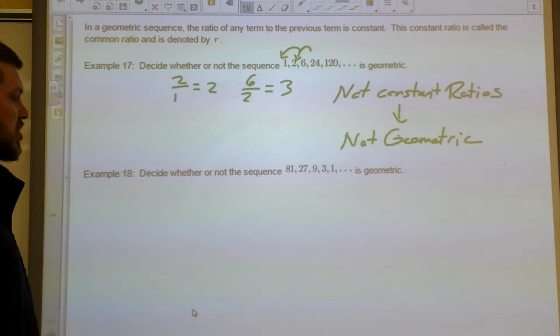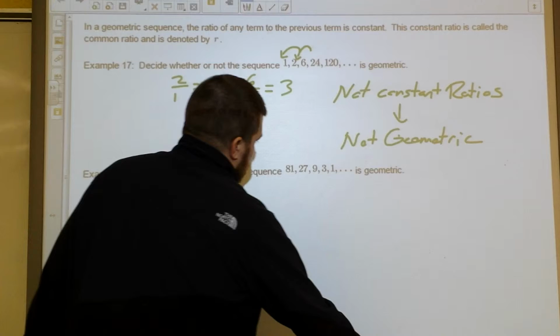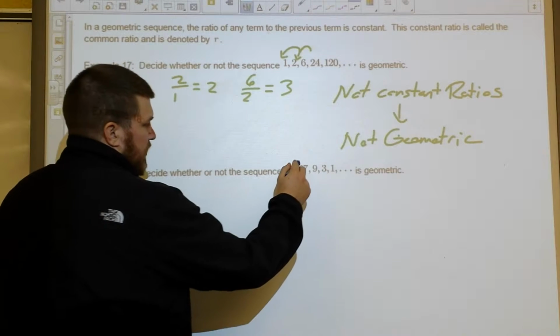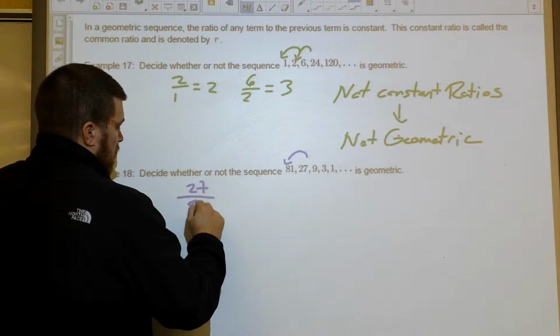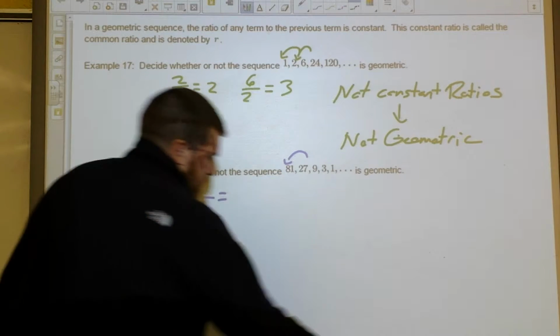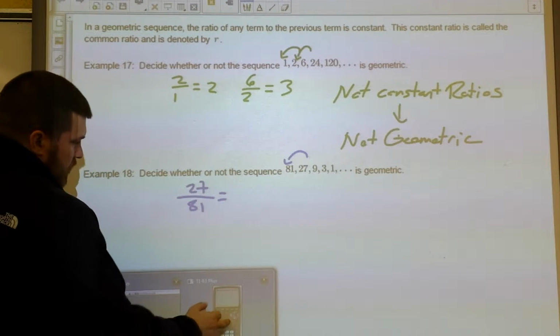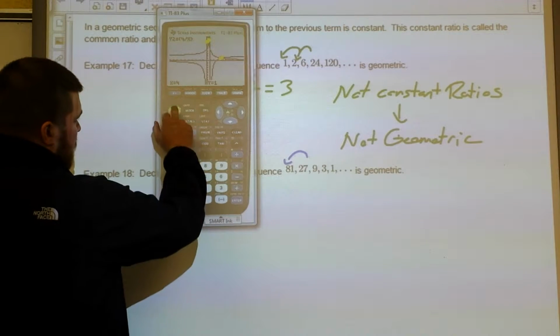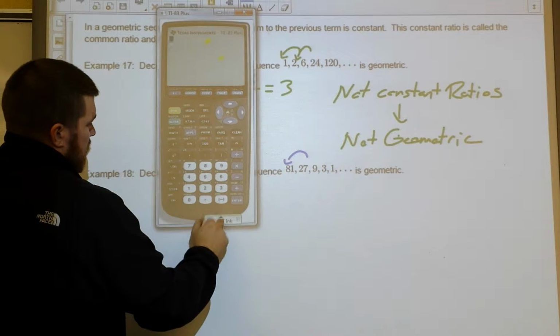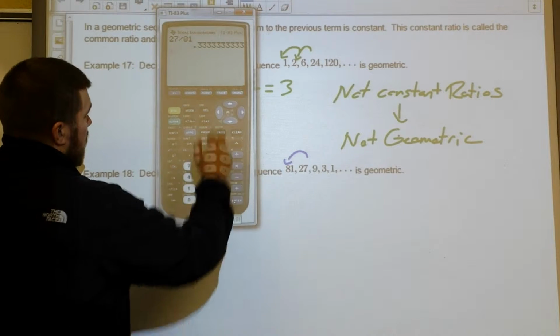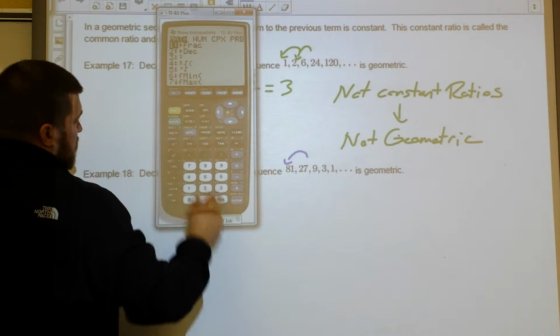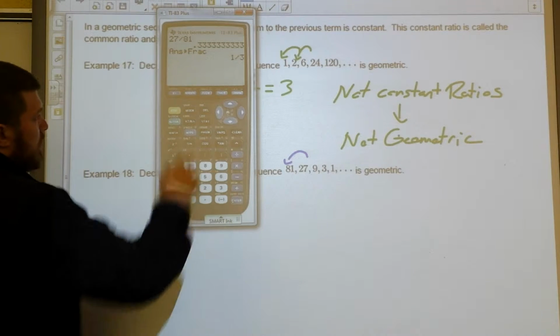Okay, so now let's check the other one. Again, ratio means divide. So I'm going to say 27 divided by 81. Okay, so we can use calculator for scratch work. That's fine too, and it also saves a little bit of time. So just go to your main screen. 27 divided by 81 is, and let's do a fraction, that's probably going to be easier, so 1/3.